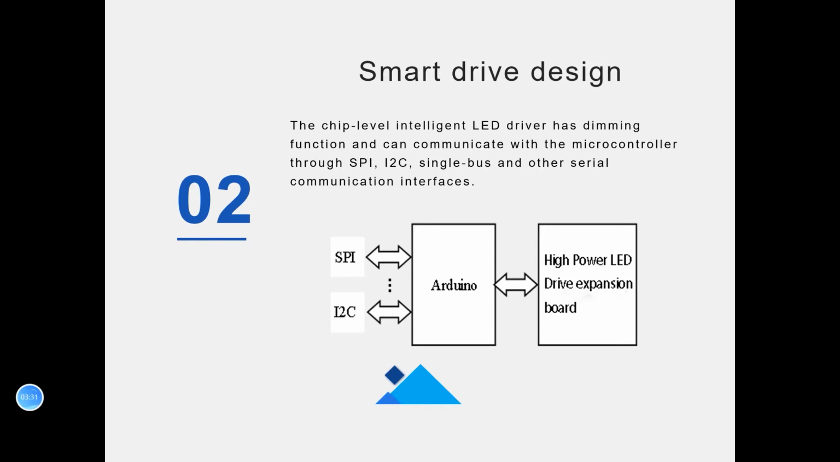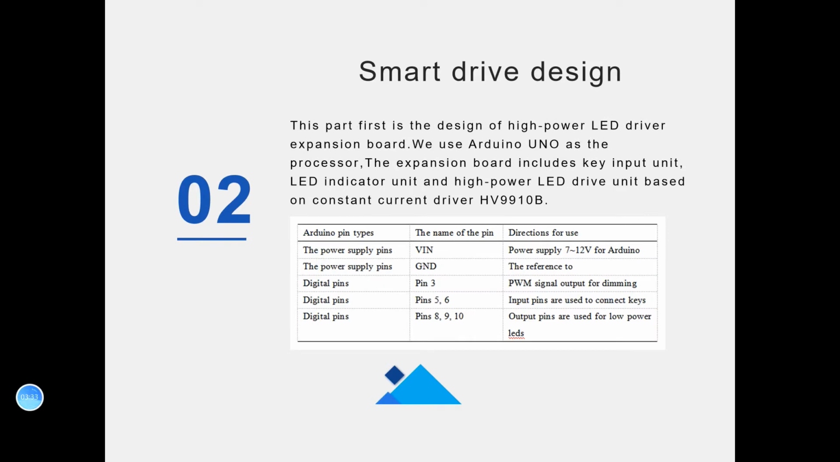lighting system. This part first covers the design of the high-power LED driver expansion board. We use Arduino UNO as the processor. The expansion board includes a key input unit, an LED indicator unit, and a high-power LED driver unit based on the constant current driver HV9910B. The key is used to adjust the duty ratio of the PWM dimming signal.